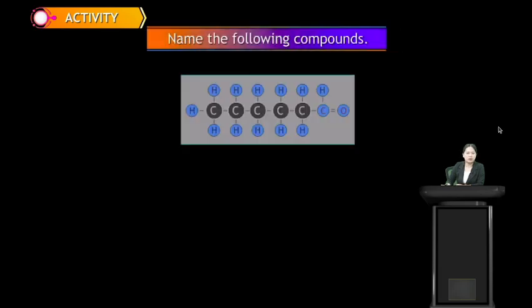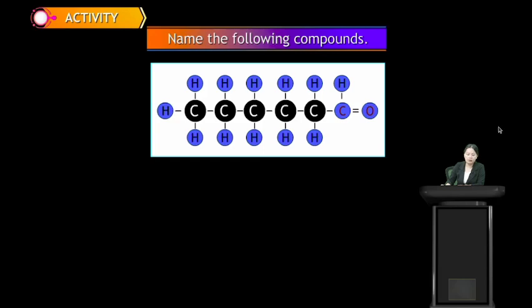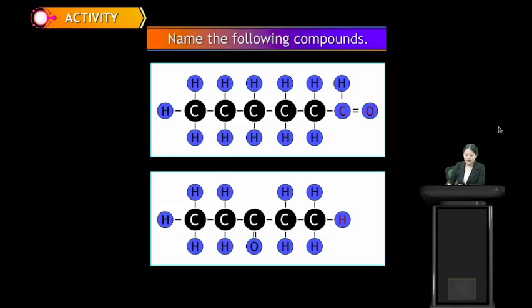Alright, students, so we have seen some examples. So we have an activity. Please note this down and try this at home. This will be your homework. Name the following compounds. So we have this first compound. Please note it down. And we have the second compound. So this will be your homework. Okay, naming of the following compounds will be your homework.